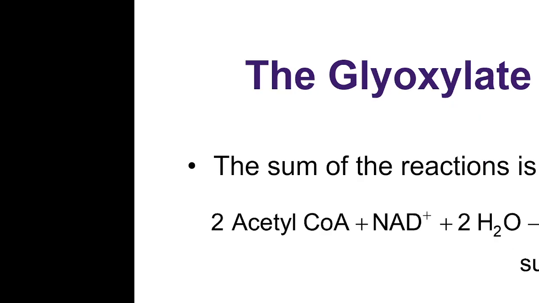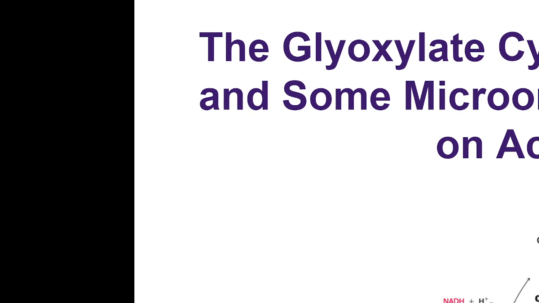The sum of your reactions is 2 acetyl-CoA, NAD+, plus 2 waters, gives you succinate, 2 CoAs, NADH, and 2 H pluses. The succinate produced can actually be converted into carbohydrates by a combination of the citric acid cycle and gluconeogenesis. The glyoxylate cycle will allow plants, and it also shows up in some microorganisms, to grow on acetate. And so this is kind of a unique, interesting factor of this.